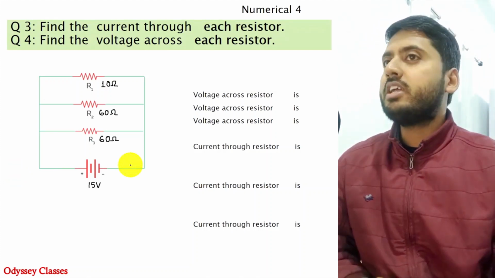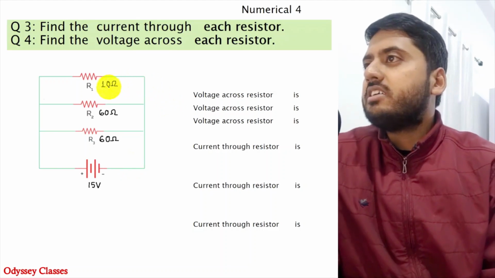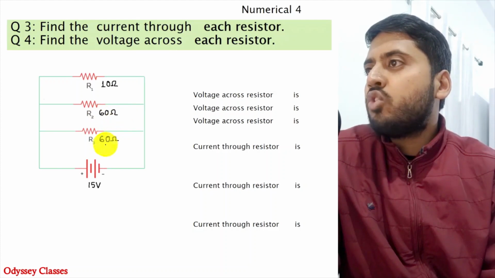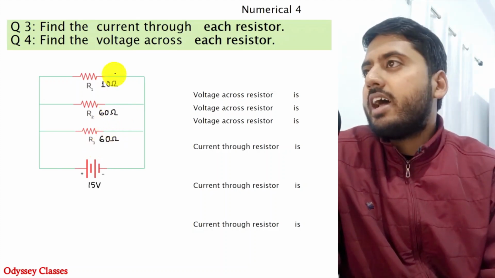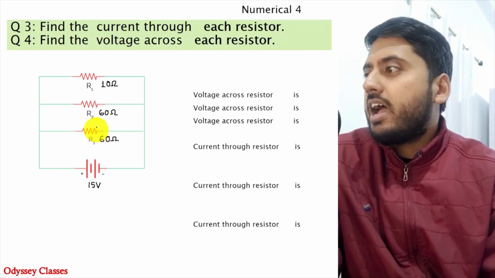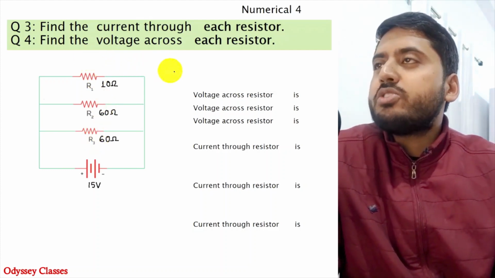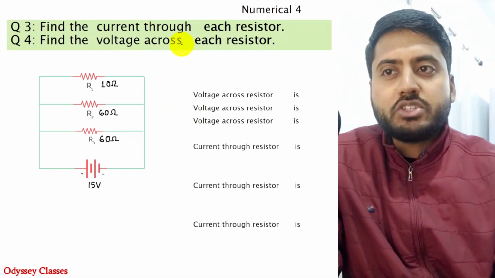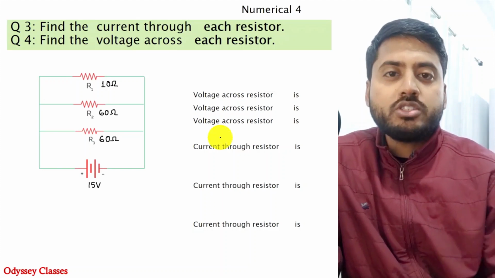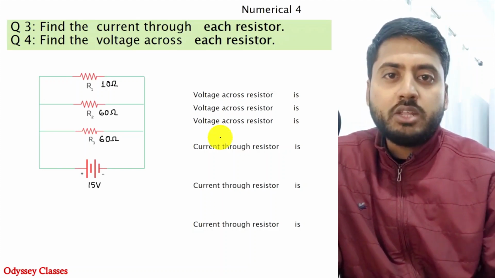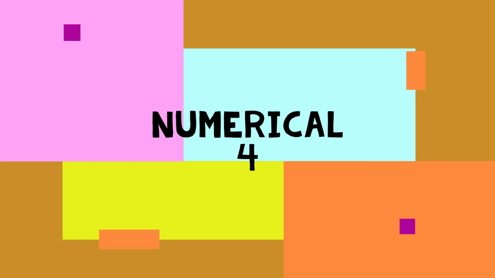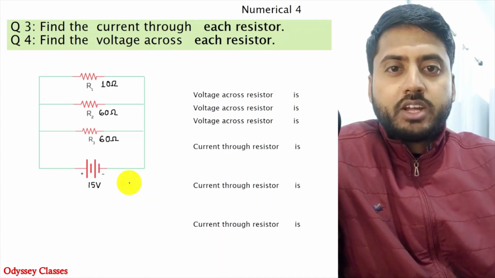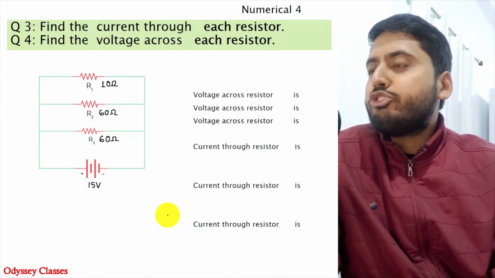So in this numerical, we have got here 3 resistors again. First is of 10 ohm, second 60 ohm, and third 60 ohm again. And they are connected in parallel. And we are supposed to find the voltage across each resistor. And then we're also supposed to find the current in each resistor. So try this question yourself, and then I'm there to give the answer anyway. So I hope you have tried. Now let's see the solution.